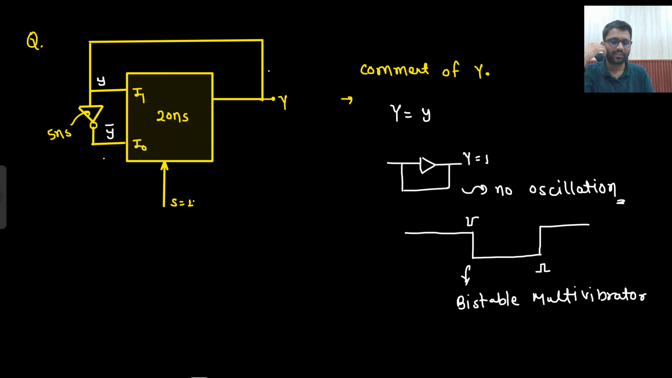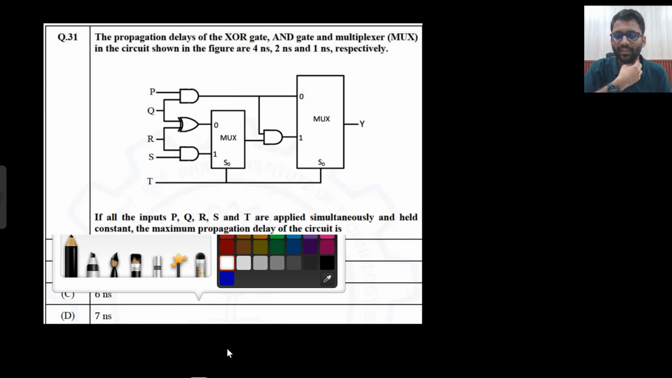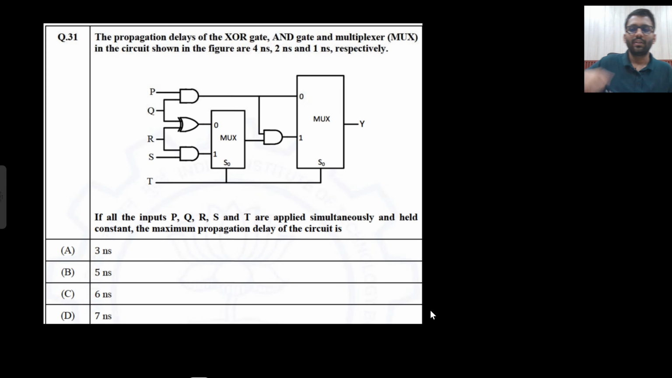Let's see the next question. The next question is also very interesting. A propagation delay question is there. Two questions we will solve. The propagation delay of the XOR gate, AND gate and multiplexer in the circuit shown are 4 nanosecond, 2 nanosecond and 1 nanosecond. So XOR gate is 4 nanosecond, AND gate is 2 nanosecond each, and MUX is 1 nanosecond.